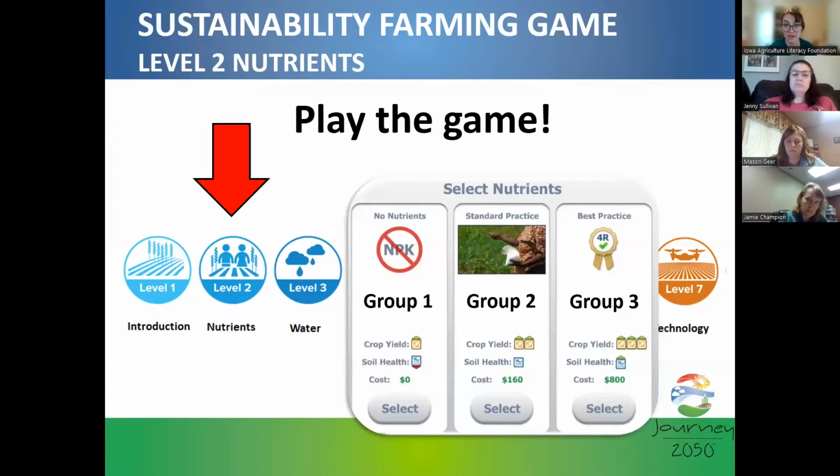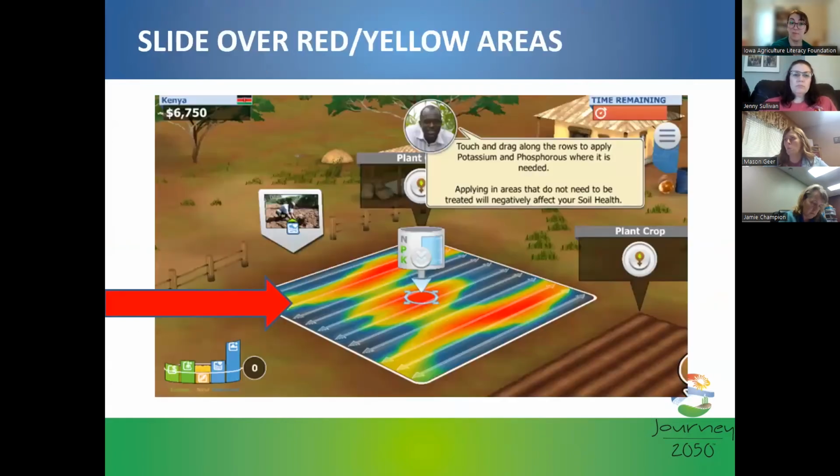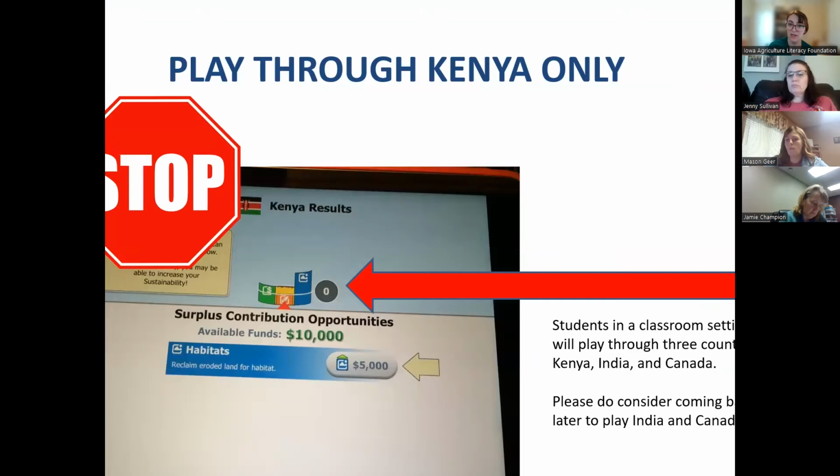Okay, so we're going to get back into the gameplay here. Now, the first level was kind of a demo level and it was shorter. So this level is going to get more in depth. You're going to have more to do. It's going to ask you which practice you want to use for your nutrients. You might see a map like this that has the hot spots where it needs more nutrients than other places. In level 2, the full level goes through 3 countries, Kenya, India, and Canada. That takes about 20 minutes. So today we're just going to play through Kenya so you get a feel for how level 2 is. And then later tonight or tomorrow, or whenever you can, play through the whole level so you get a better feel for how it all goes.